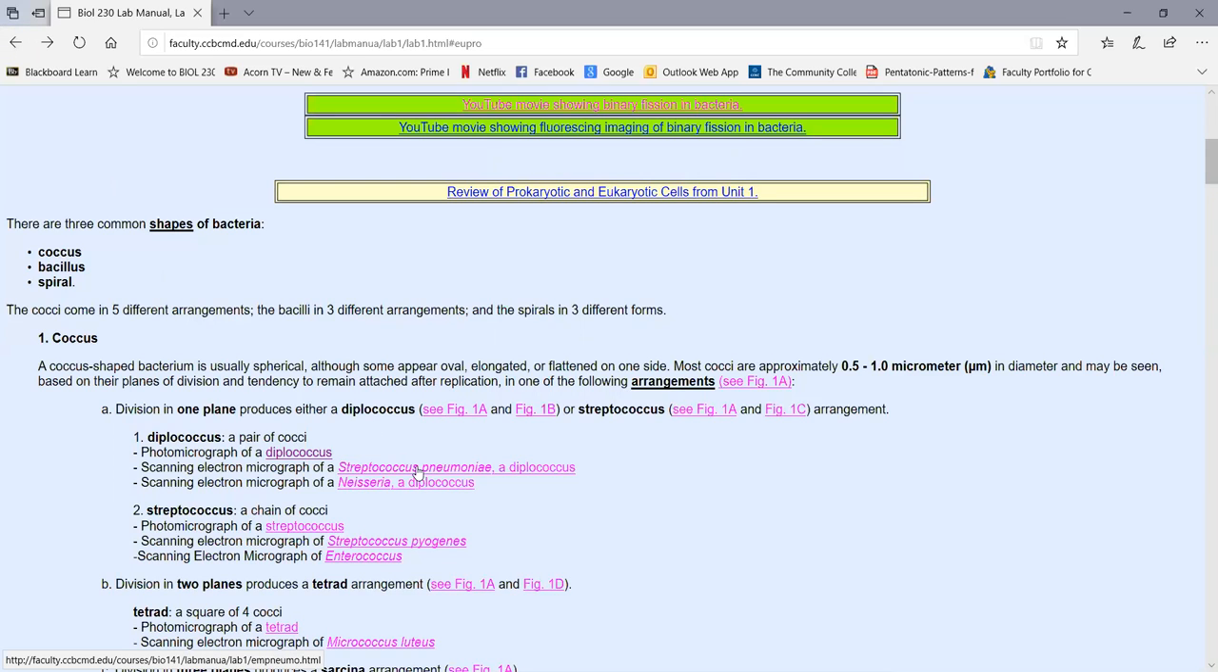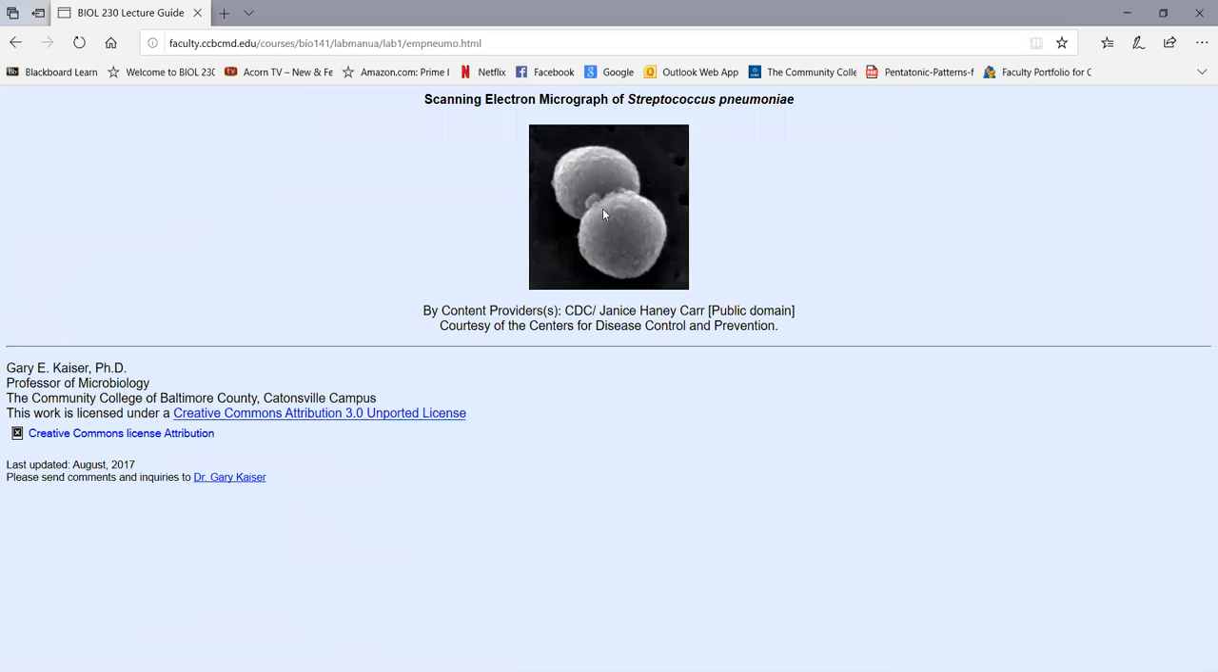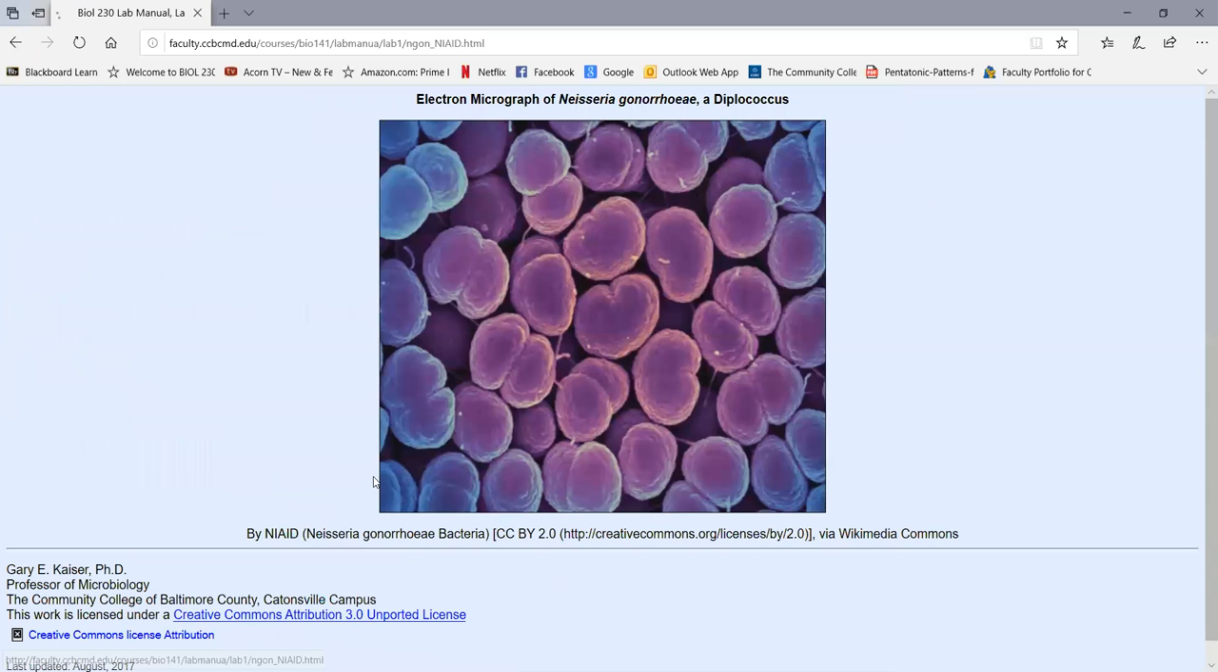Here's Streptococcus pneumoniae, the pneumococcus under a scanning electron microscope, where you can see it's a diplococcus, two cocci attached. Or Neisseria gonorrhoeae, another diplococcus. And in fact, the Neisseria gonorrhoeae tends to remain flattened where the two sides meet, and you can even see this under a conventional microscope. But as you see, that's cocci in pairs, and it's dividing in one plane.